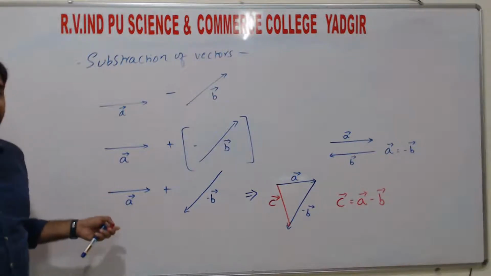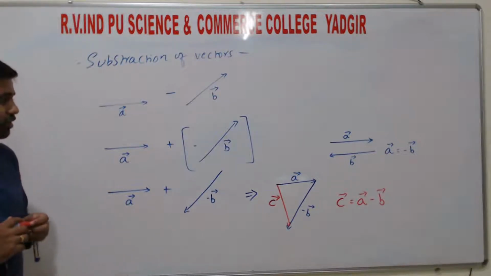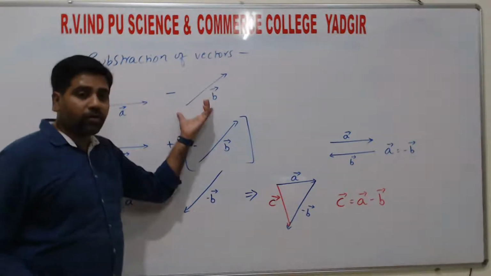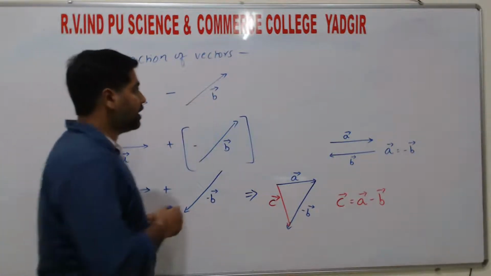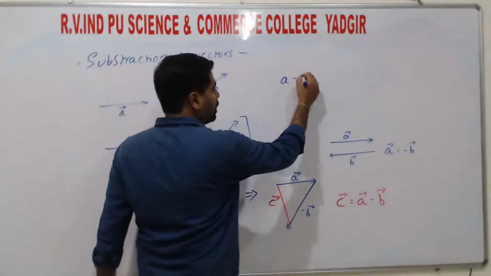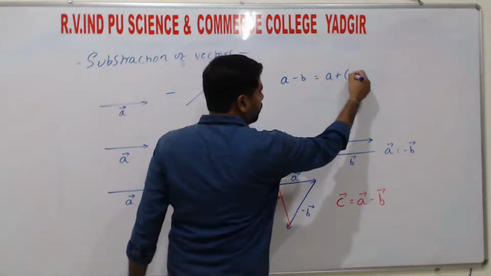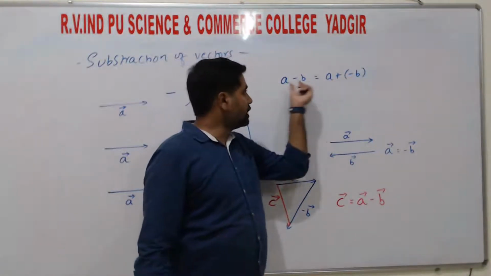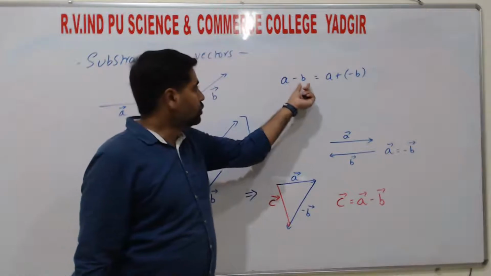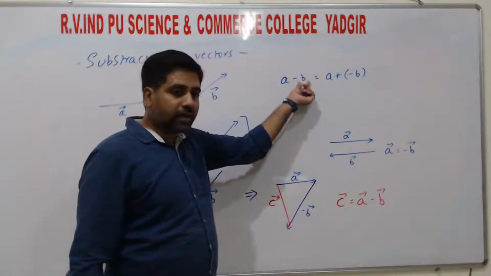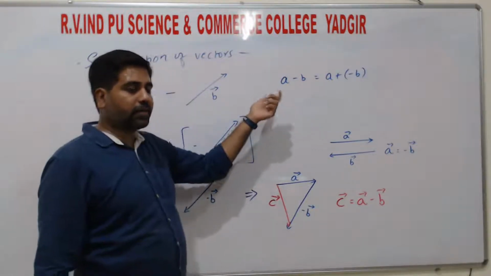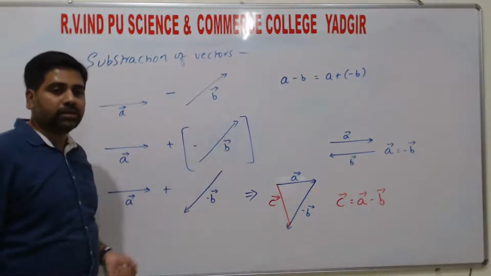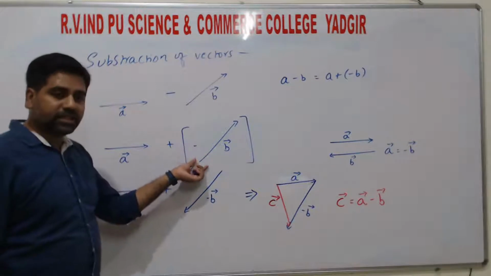So this is about the subtraction of vectors. In subtraction of vectors, we take the negative vector. So we can write A minus B is equal to A plus (minus B). If you multiply plus into minus, again we get the minus. So we have taken this vector as the negative vector. That means its magnitude remains the same, but the direction will be opposite to that of the initial one.